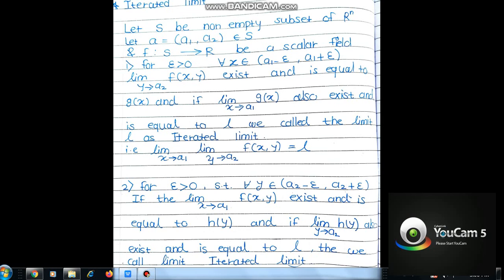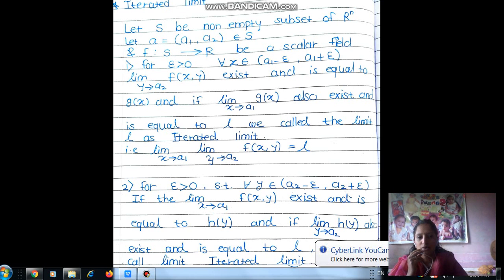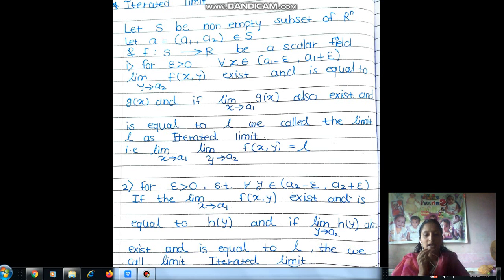Okay. Now, what is iterated limits? Let S be any non-empty subset of Rn and let A = (A1, A2) belong to S. That is, the point A lies in S and f is a function from S to R, a scalar field. Let S be a non-empty open subset of Rn, the point A belongs to S and f is a function defined from S to R, a scalar field.